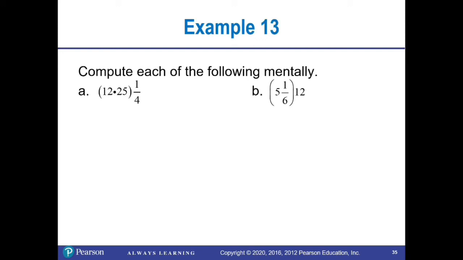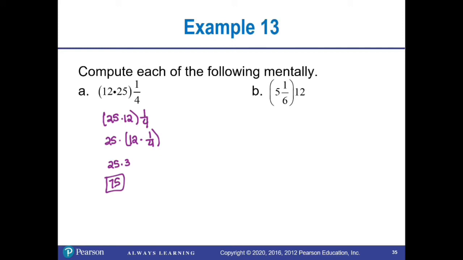As I look at part A, I can figure out pretty quickly what 12 times 1/4 is. So the first thing I'm going to do is use my commutative property and change the order. So rather than 12 times 25, I say 25 times 12. I also know that I can change the grouping when I multiply, and it doesn't change my result. That's our associative property. So rather than grouping 25 and 12, I'm going to group 12 and 1/4. Then 12 times 1/4 is 3, and 25 times 3 is 75.